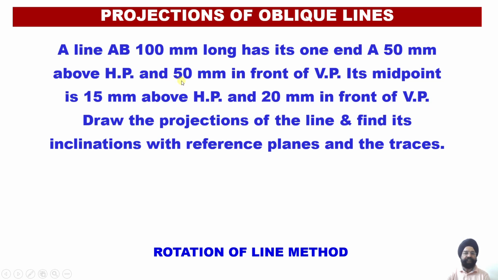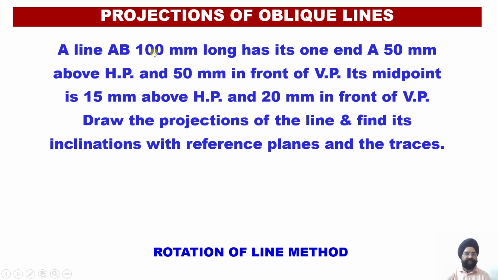You see, we haven't provided you with the coordinates of end B. So total length is given, 100. So the midpoint will be at 50 millimeter. So that particular midpoint should lie 15 millimeter above the horizontal plane and 20 millimeter in front of the vertical plane. So we will be drawing the projections of the line.